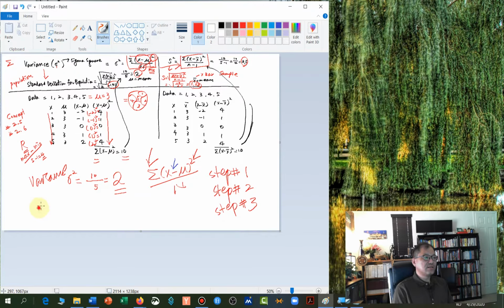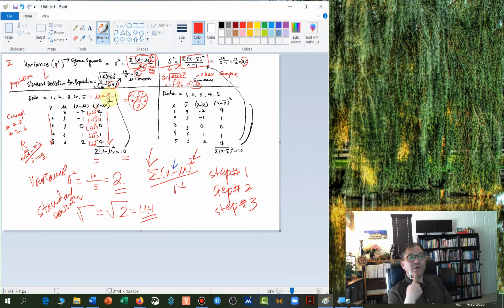Next is the standard deviation for the population. Simply you put a square root on the value of the variance. So the square root of 2 equals 1.41. That is the standard deviation for the population. Okay, why do we put a square root? I'm sure that should be your question.